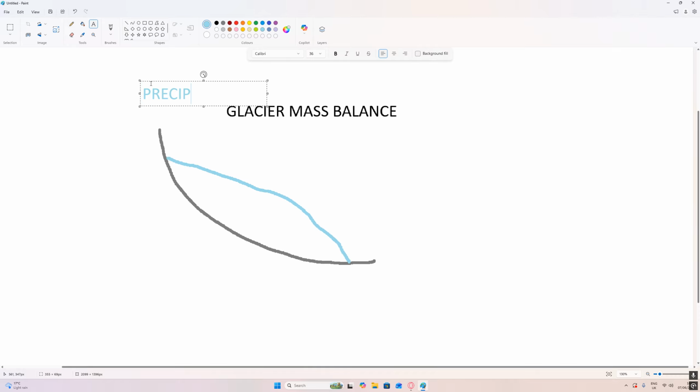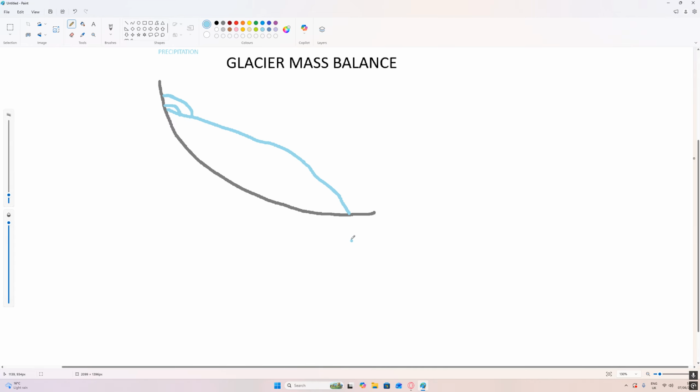Okay, let's write that. And the precipitation means that more glacial ice is forming up here. So let's just build some glacier ice onto that. And this is an input to the glacier.